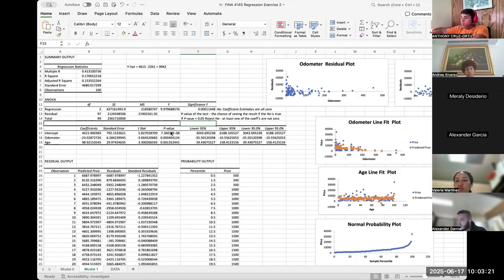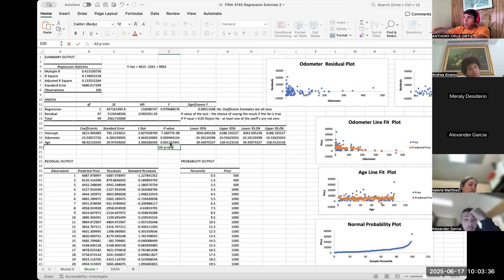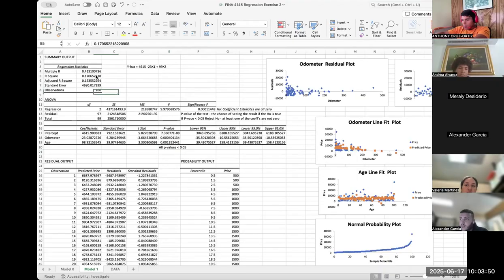So which one's not significant? Okay, if we go with the p-values for the individual tests, this one's not zero, this one's not zero, and this one's not zero. So they're all less than 5%. So they're all significant, they all have meaning. However, our fit is still weak.